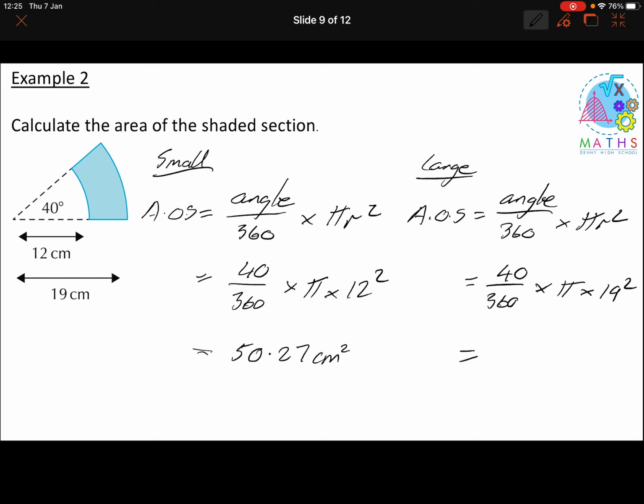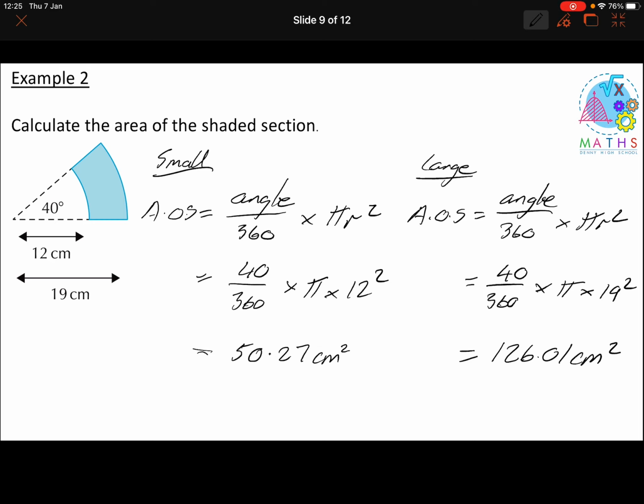And what I'll do is I'll put that in my calculator. So I'm doing pi times 19 squared. Actually, sorry about that. It's pi times 19 squared, divide by 360, and then multiply by 40, okay? And once we do that, we get 126.01 centimetres squared.